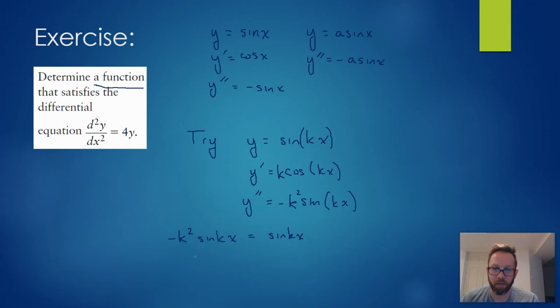And what we get is that negative k squared is equal to 1, dividing out the sine kx from both sides, or that k squared equals negative 1. So right now, there's no real numbers that give you a value of negative 1. But one such number, if we extend this into the realm of imaginary numbers, is that k is equal to the imaginary number i. This number is defined such that i squared is equal to negative 1.